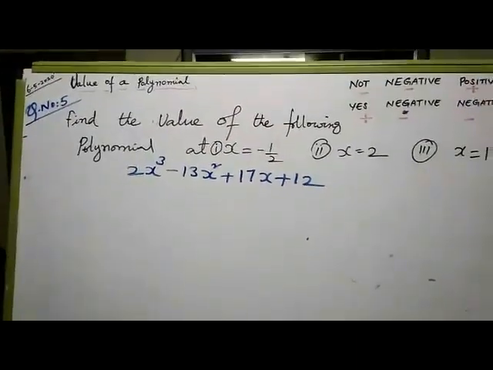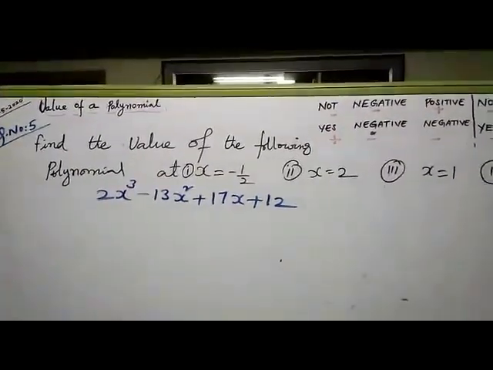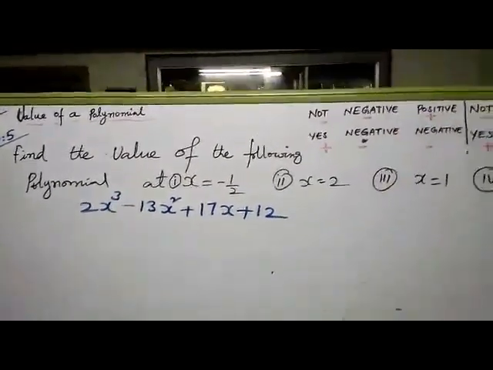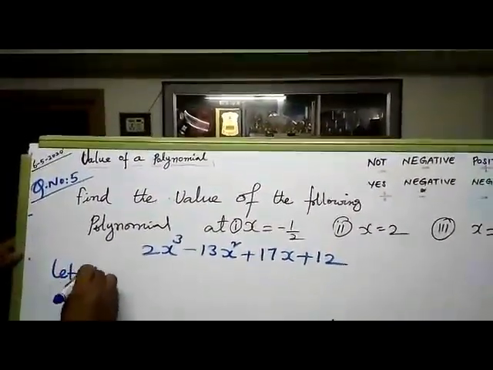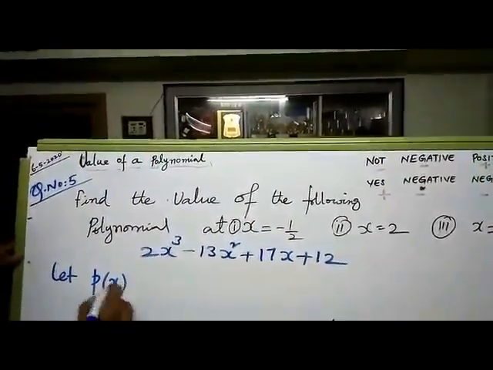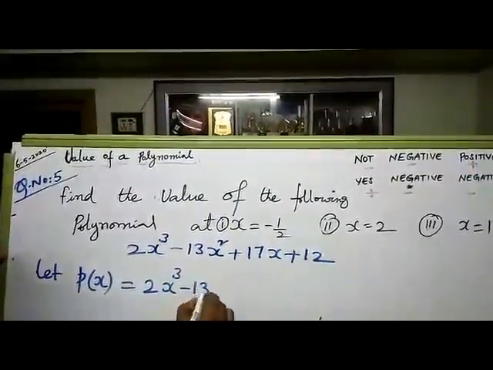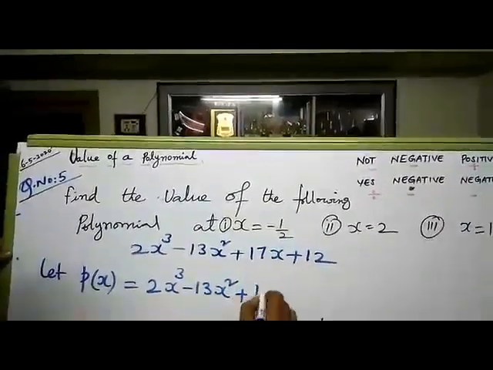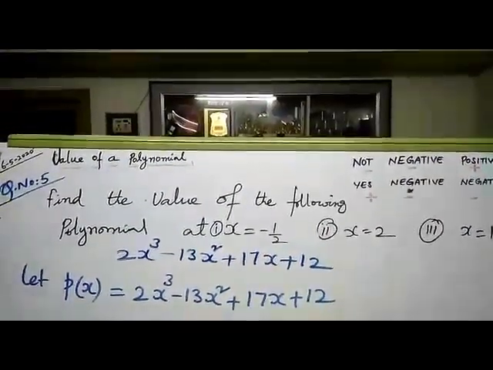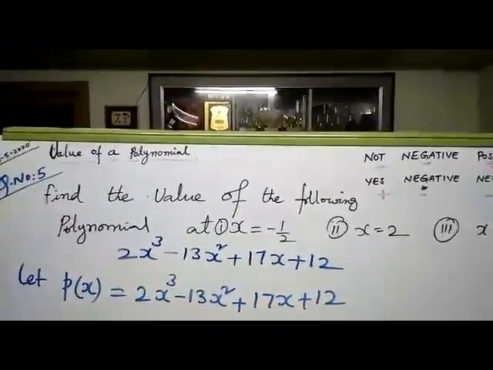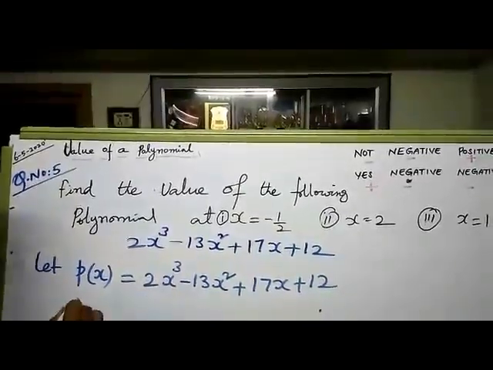The given polynomial is 2x cube minus 13x square plus 17x plus 12, at x is equal to minus 1 by 2, 2, 1, 3. Let p of x is equal to 2x cube minus 13x square plus 17x plus 12. Substitute x is equal to minus 1 by 2.